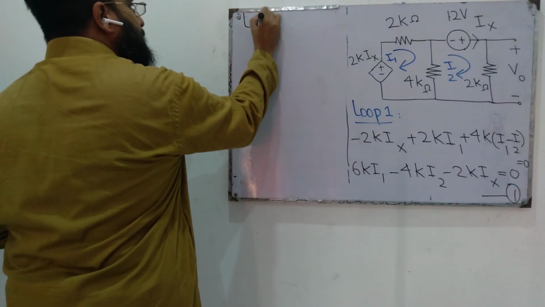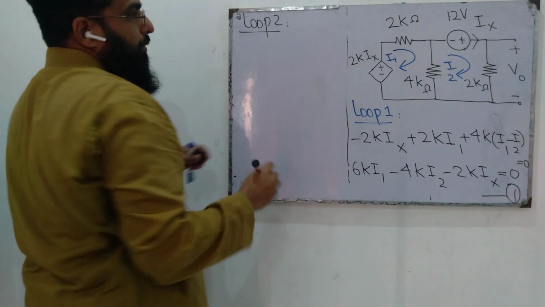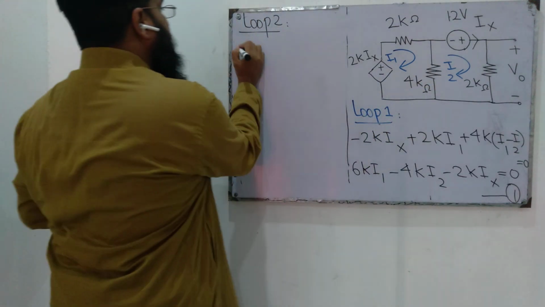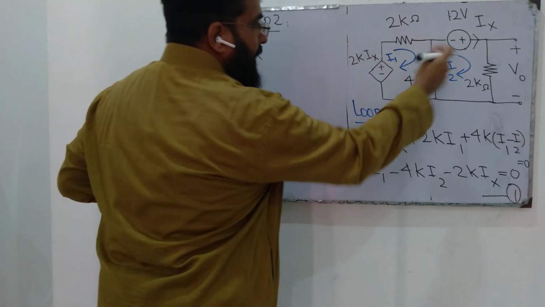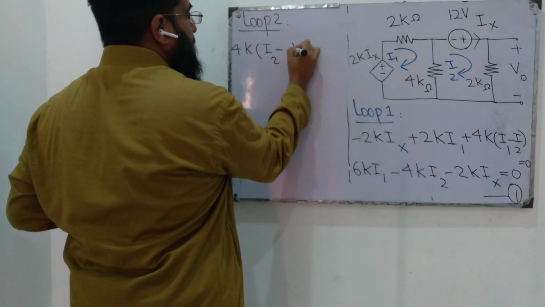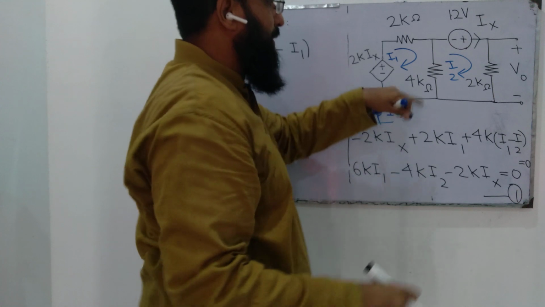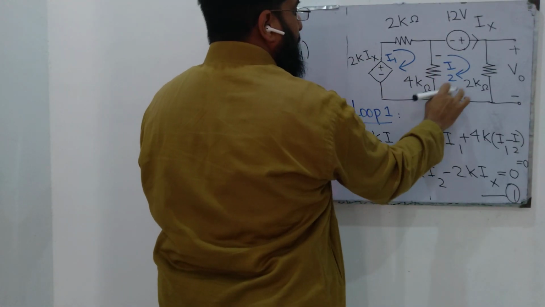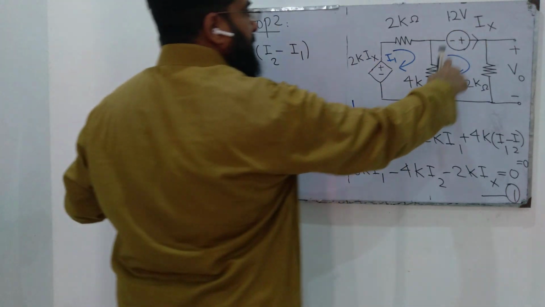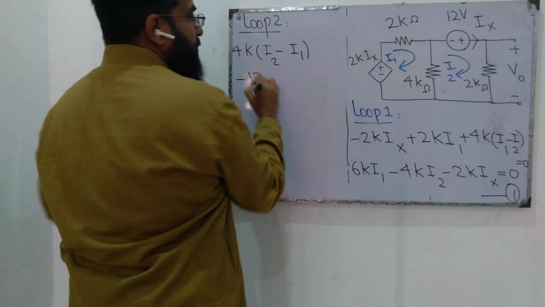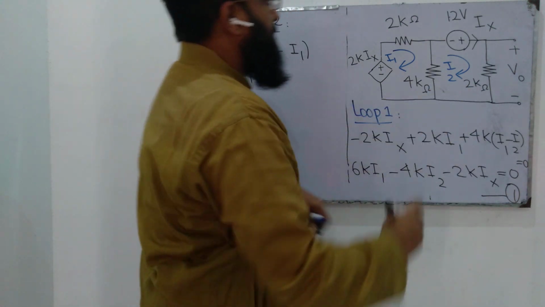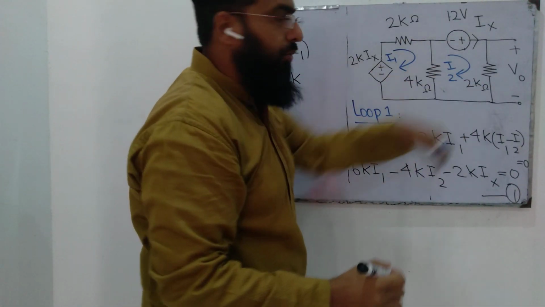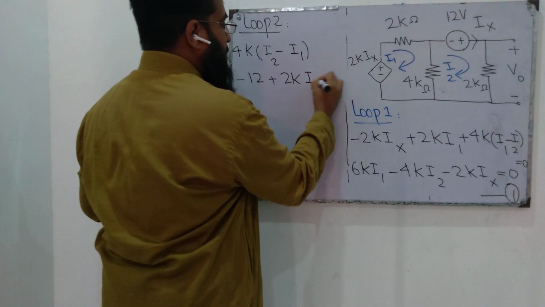For loop number 2, we have to write another equation. Starting from the 4k resistor, we have two currents, I2 going upwards and I1 going downwards. The net voltage drop is 4k (I2 minus I1) in this direction. Then this current enters the negative terminal of the 12 volt source, so I write negative 12, plus the voltage drop across the 2 kilo ohm resistor, 2k I2, since there is only one current through this resistor, is equal to 0.